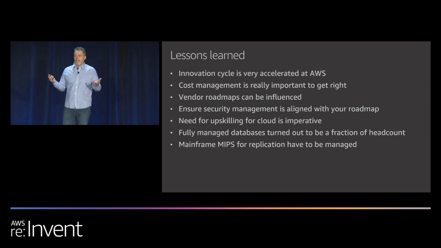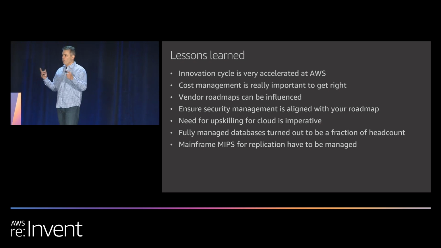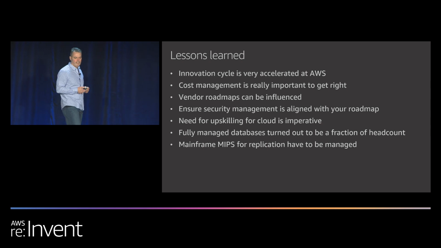And the last thing on that is, the AWS roadmap and innovation cycle is like 7 to 1. It's almost like dog years to human years. 1 year of their roadmap is equivalent to 7 years of any vendor I've worked with. Cost management, very, very important.